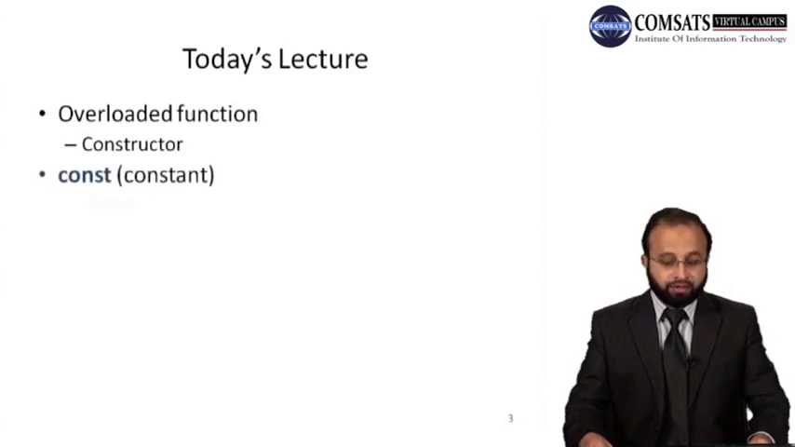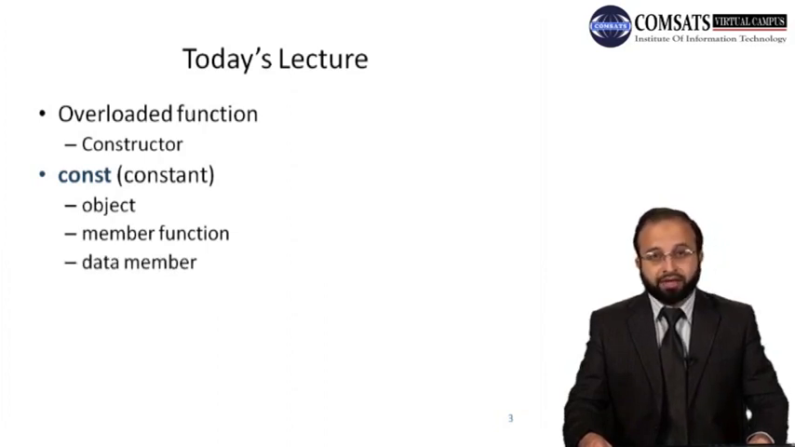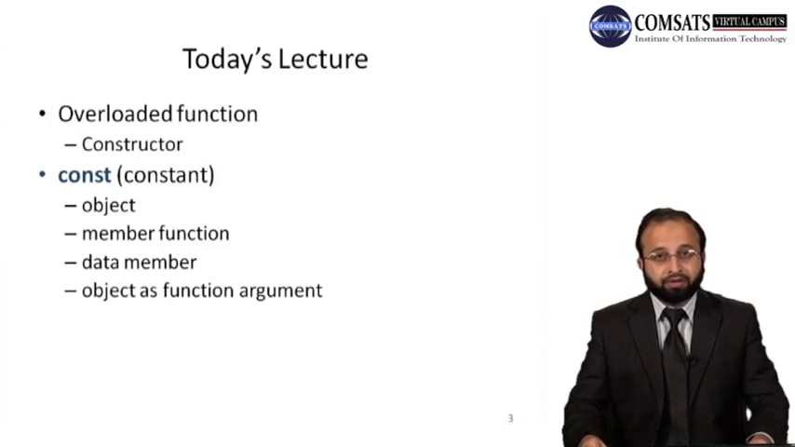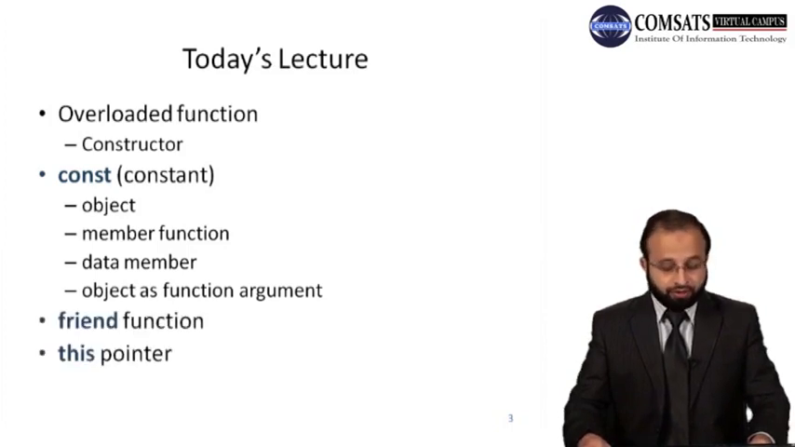And then we will see constant objects, constant member functions of a class, constant data members of a class, and constant objects as function arguments. That is, how you can pass a constant object to a function, right? So you can have a constant object, you can have a constant member function within the class, you can have a constant data member as a private data member of a class, and then you can have a constant object as a function argument. We will see each of these in detail with examples. Then we will see what is a friend function, and the very important concept, the this pointer.